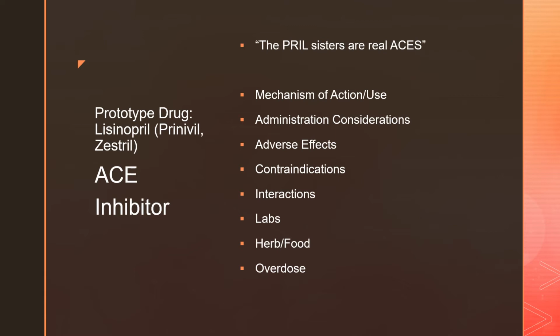Treatment for overdose. If a client has overdose, they're going to manifest with hypotension, and this is going to be treated with administration of normal saline boluses or a vasopressor. Now, we're not going to get specific into vasopressors for purposes of this course, but you just need to know that's what we would do.